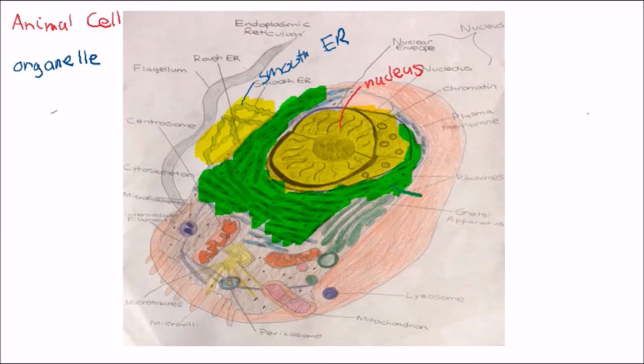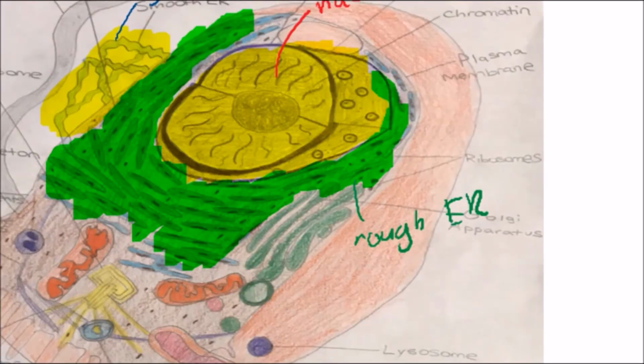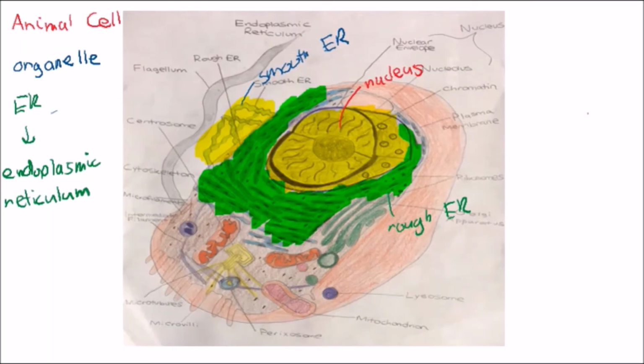So here we have the rough ER. And by the way, I should mention this. ER stands for endoplasmic reticulum. Endoplasmic reticulum. Okay, so we have the smooth ER, and then we have the rough ER. Now what else do we have?